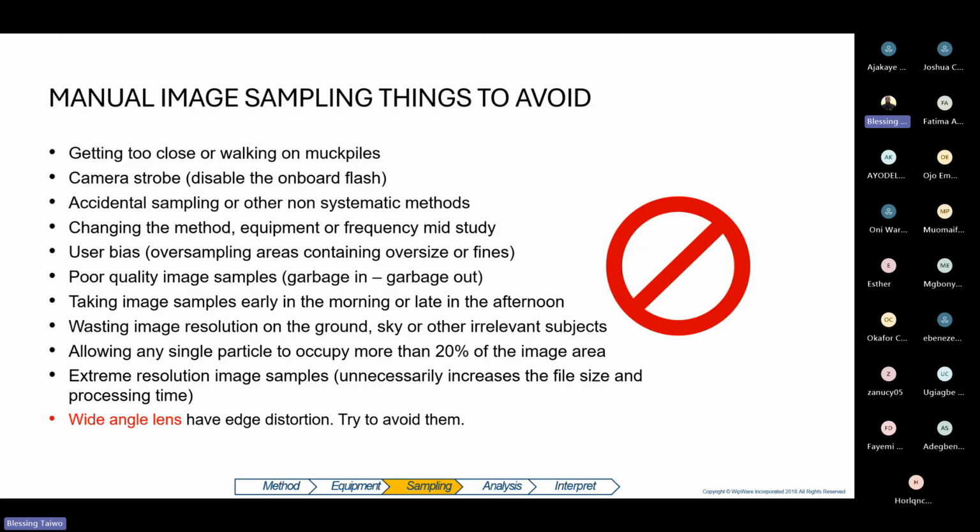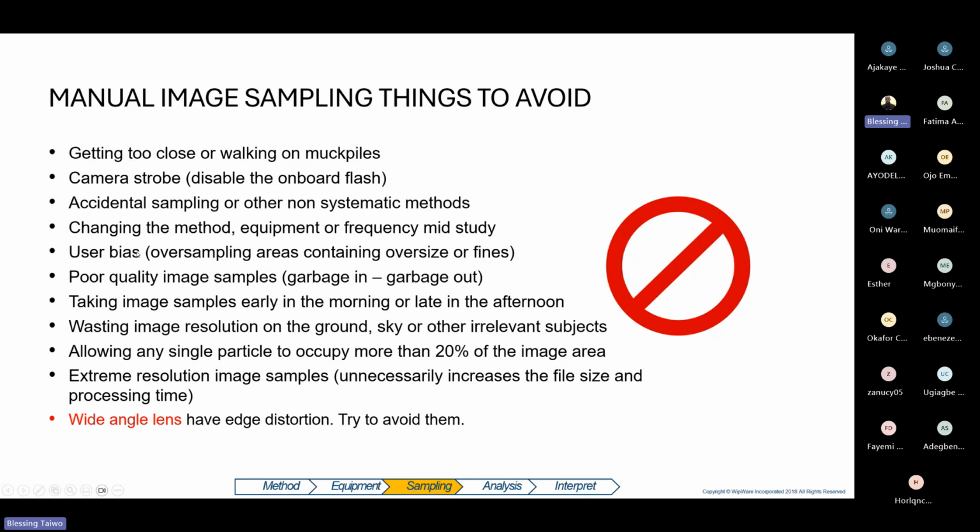So what are those things that you should avoid when you are capturing images for image analysis? The first thing is that you don't want to get too close or walk on the muck pile when you are capturing the image. Then another thing is that you don't want to use the camera flashlight, because that will definitely reflect on the image. It will cast a shadow on the material, and that will affect the time being spent in editing or analyzing your material. Then another thing is that you want to avoid any kind of accidental sampling or other unsystematic method.